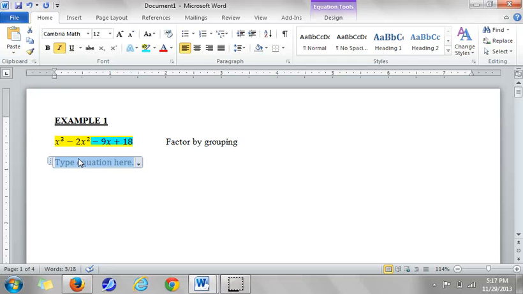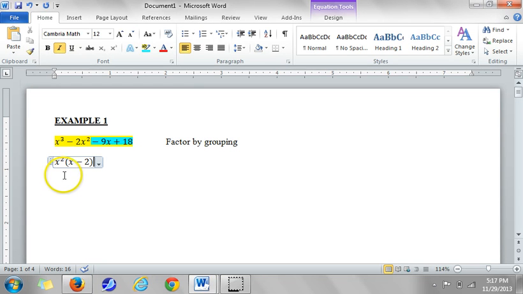So then I'll move on to the variables. Both of them have at least one x. In fact, both of them have at least x squared. So I can factor an x squared out to the front, and that would leave me with x minus 2.